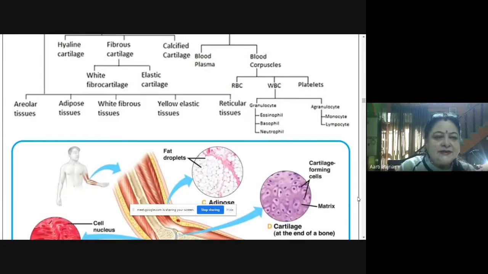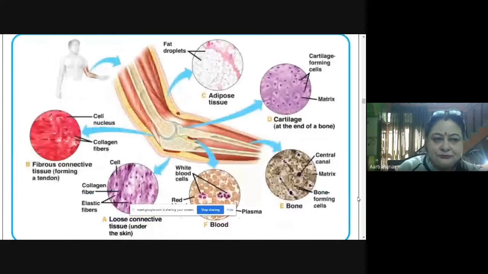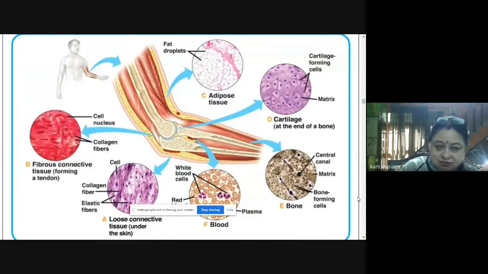Now see, they have shown the arm of the human being, and here we are seeing the different types of connective tissue. The adipose tissue is there, which is below the skin, which is there to store the fat. Then there is cartilage present.